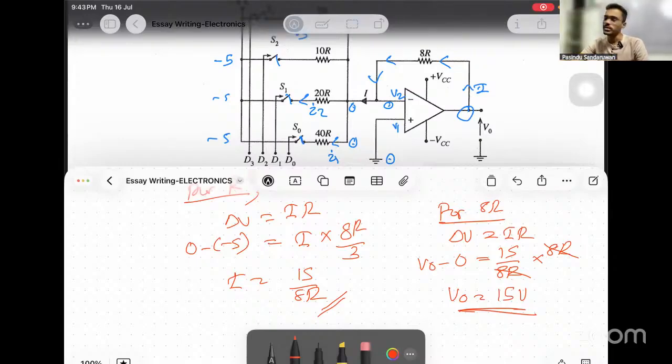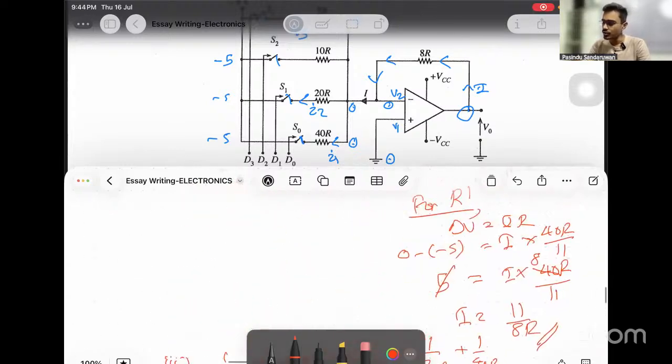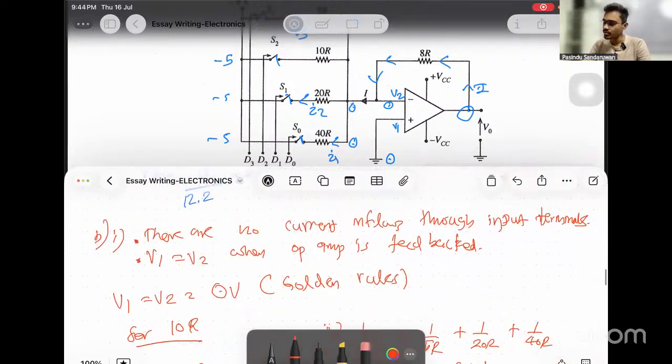So again, not a big deal. I'm just applying delta V equals IR accordingly. When you do a question from op amps, the must-know thing is the golden rules. Without knowing the golden rules, you can't touch this question. I recalled the golden rules to you.